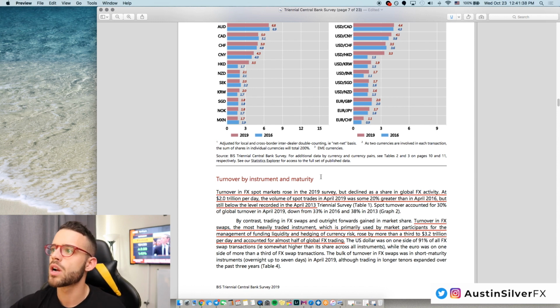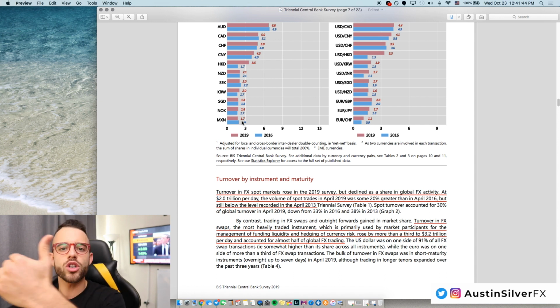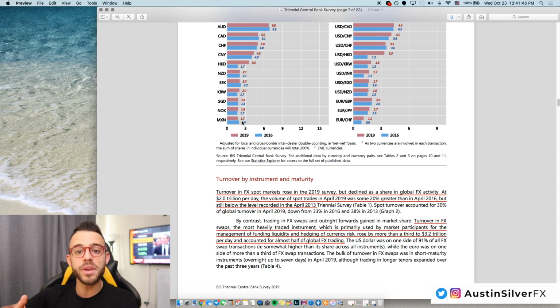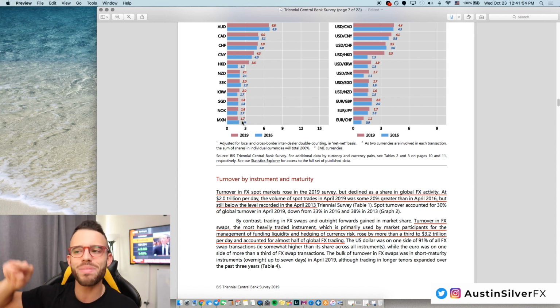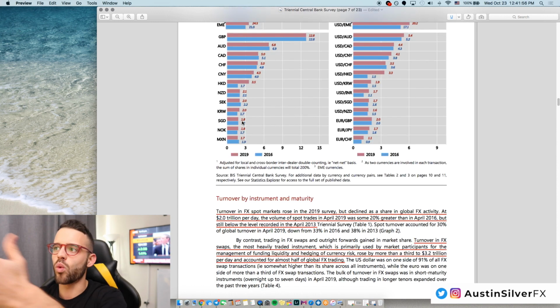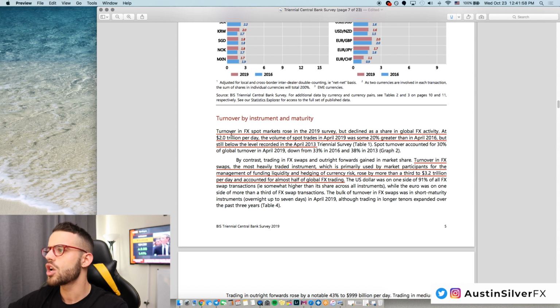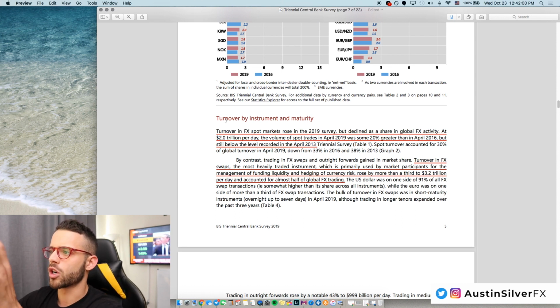If you're trading a pair like the peso that is not being traded a lot, it's going to be more erratic. Spreads are going to be harder to find, good spreads are going to be harder to find, and the movements are going to be more erratic because it's illiquid. It's not being traded by people as often, so the price will jump and gap more often than it would on Euro USD. As we scroll through, we're going to talk about turnover by instrument and maturity.